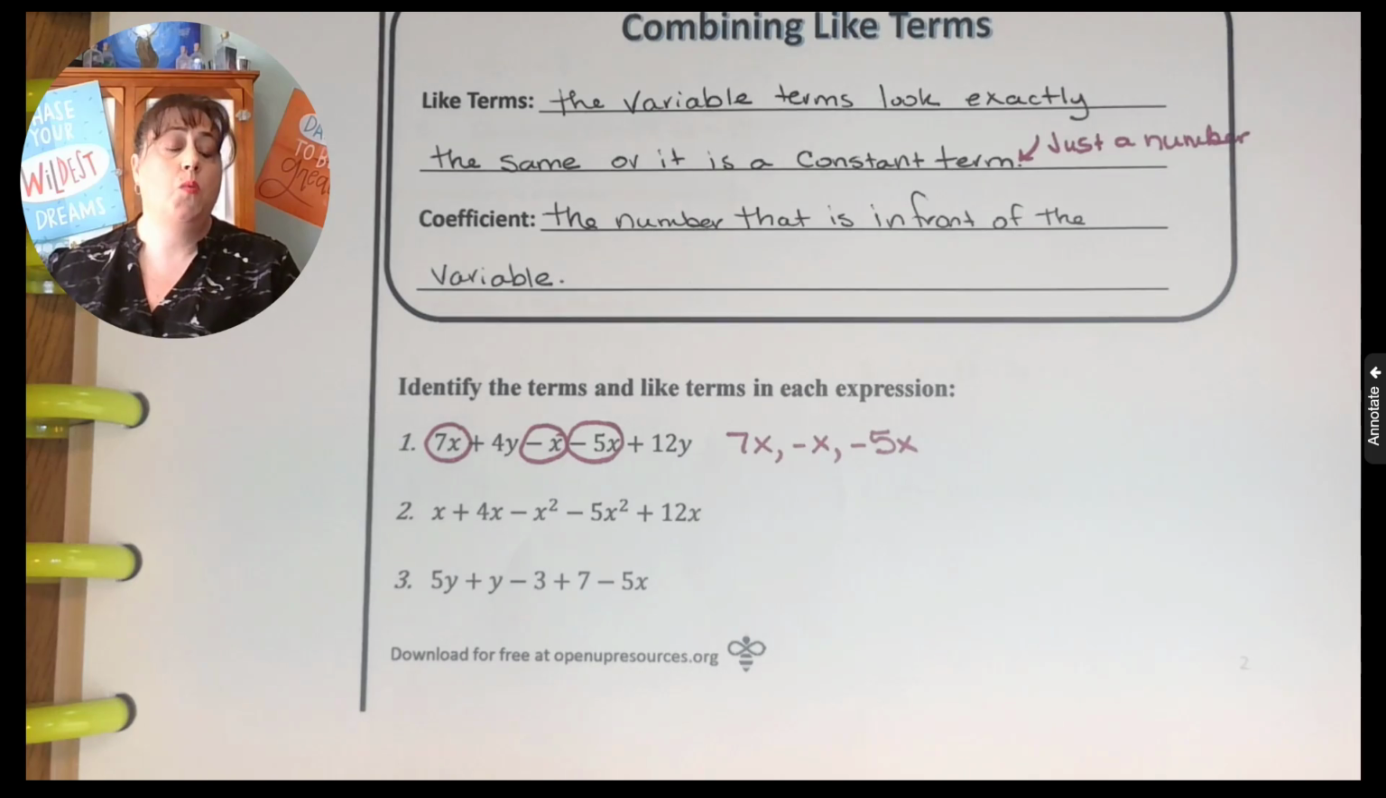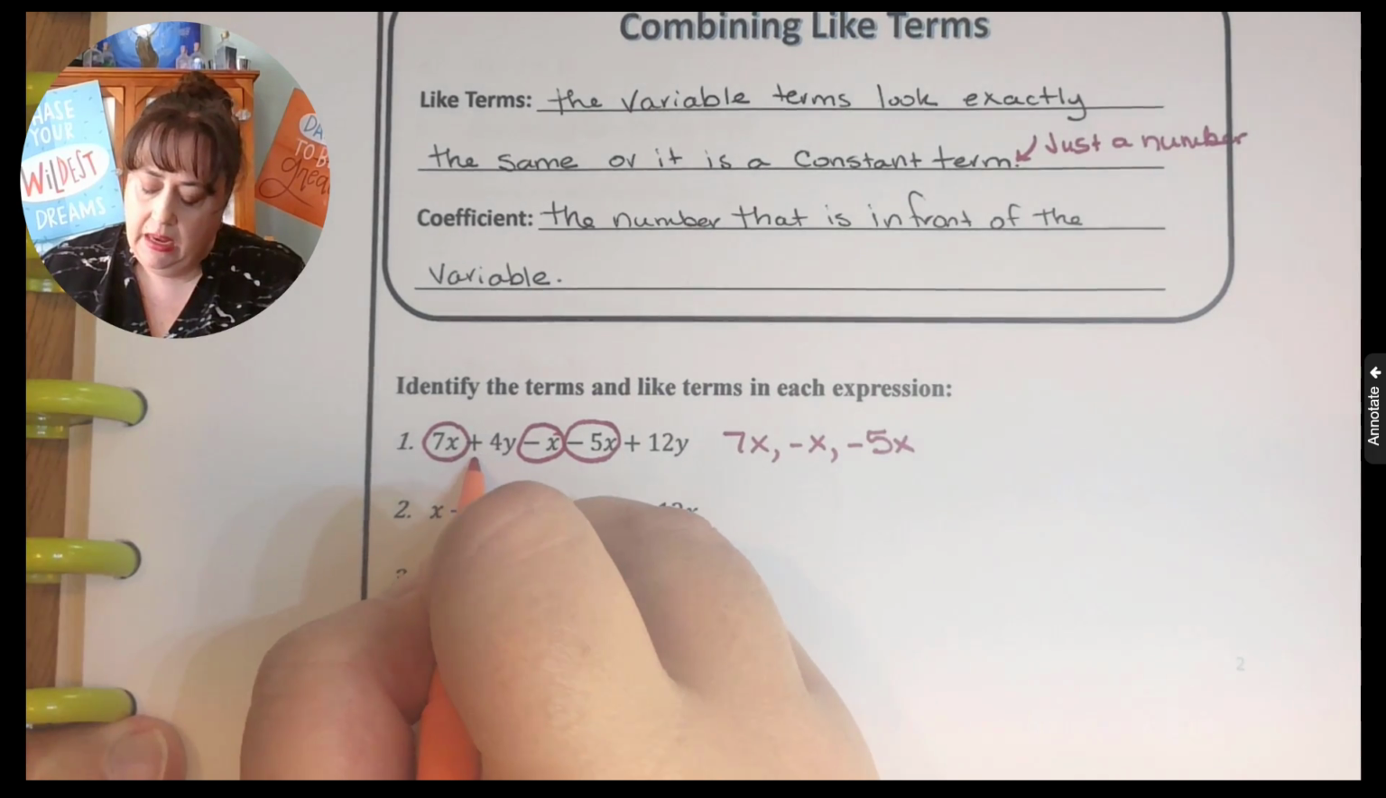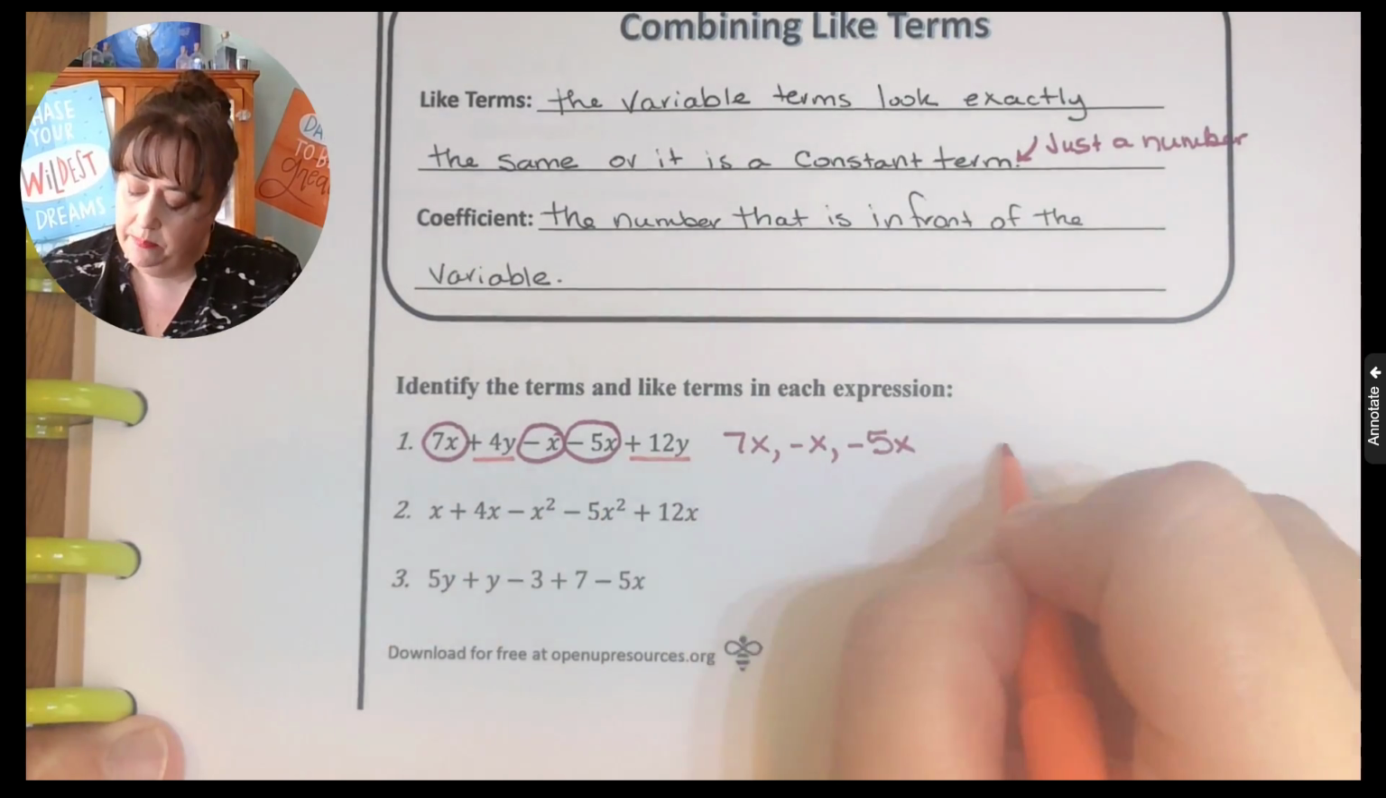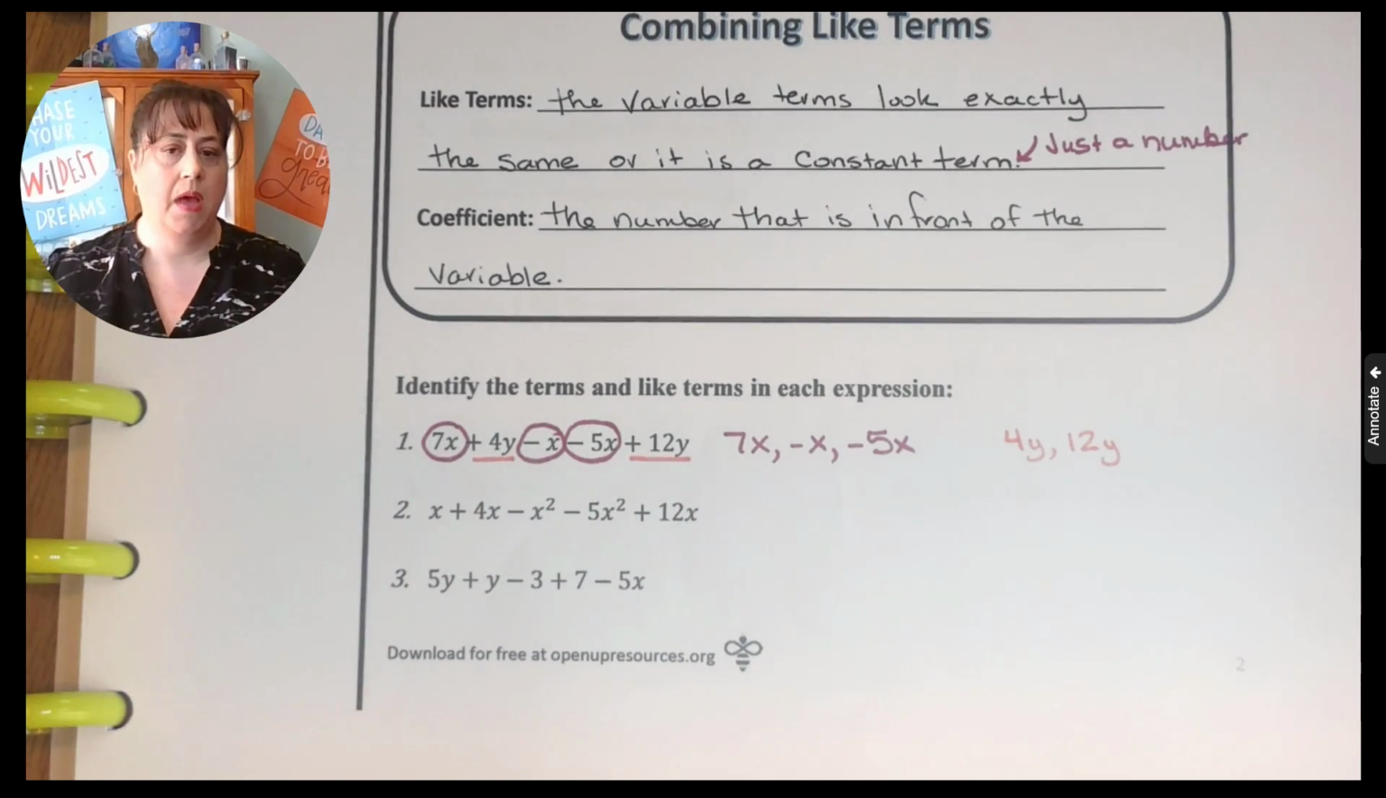So now let's look at the y's. We have a positive 4y and a positive 12y. We don't want to say or write the positives because it makes it messy.